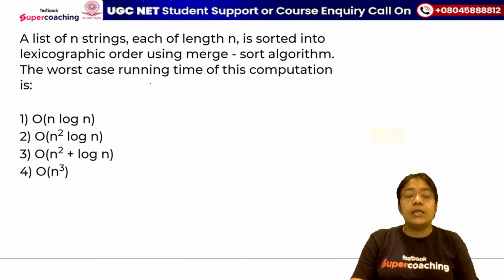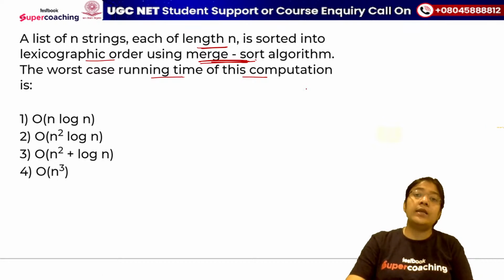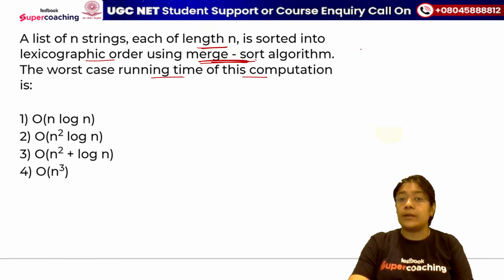Next one: a list of n strings, each of length n, is sorted into lexicographic order. Lexicographic order means alphabetic order, using the merge sort algorithm. The worst case running time of this computation is, what is the time complexity of merge sort, if you have n elements? Time complexity for merge sort, be it the best case or the worst case, remains n log n, where n is representing the number of elements.